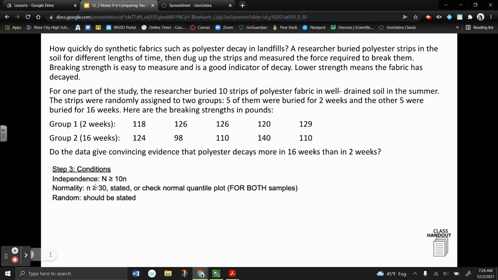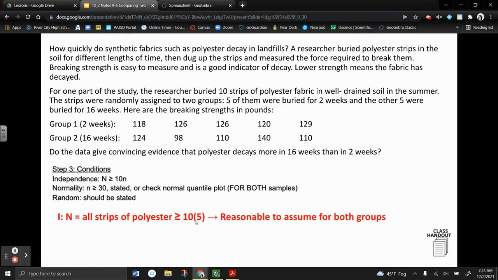All right, step 3, we're going to check our conditions. Because we have two different groups, we do need to check our conditions for both groups. For the independence condition, big N is all strips of polyester. That's greater than 10 times 5. That's reasonable to assume for both groups, since our sample size is 5 in both groups. It's reasonable to assume that there are more than 50 strips of polyester.